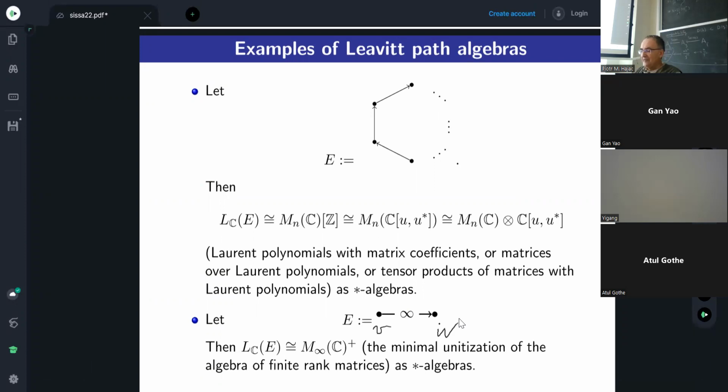And here I'm telling you that if I take the Leavitt path algebra of this graph, and of course it must be unital because I have just two vertices. Okay, so the unit is V plus W. V plus W equals 1. This is a unit of the algebra.